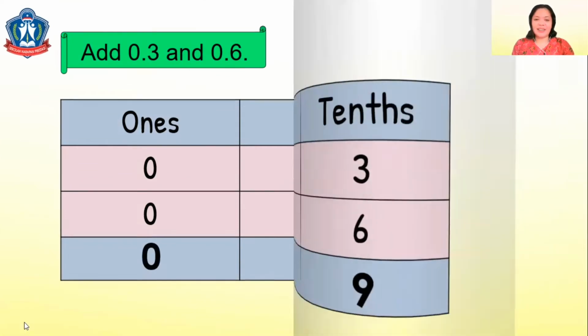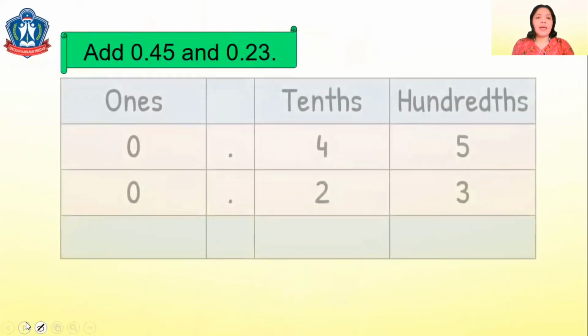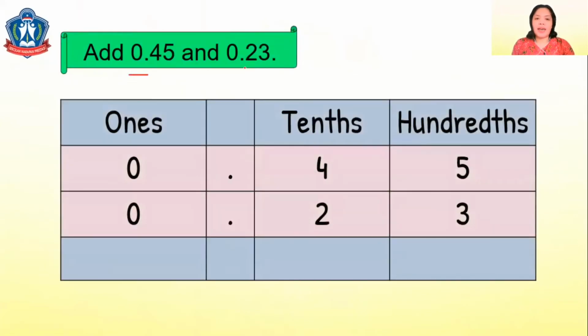Another example, let's find the sum of 0.45 and 0.23. At this time, we already have two decimal places, the tenths and the hundredths. So to add, let's add first the hundredths. That is 8 hundredths, then 4 tenths plus 2 tenths is 6 tenths, decimal point, and 0 plus 0. So our answer is 0.68.